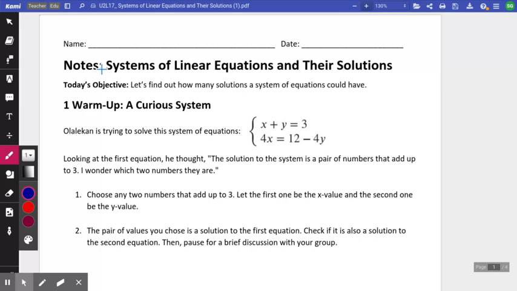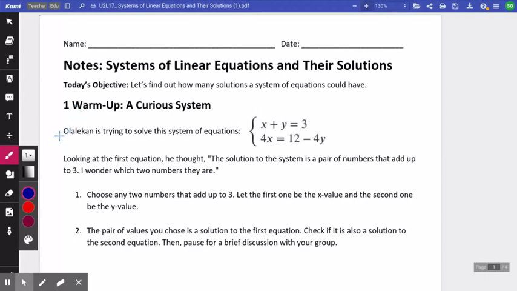This is going to be our last lesson where we're talking about systems of equations, and in this lesson, we're going to be looking at this objective here, which says, let's find out how many solutions a system of equations could have. As our warm-up question, we've got this activity here.